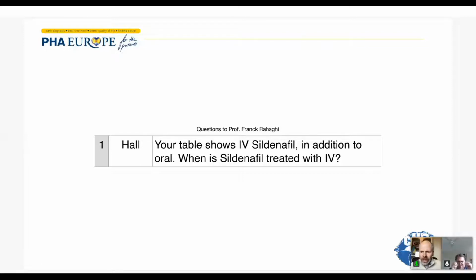Your table shows IV sildenafil in addition to oral. When is sildenafil treated with IV? It's available in the US, and sometimes it's used in patients with post-cardiac disease. So it's not really used for treatment of pulmonary hypertension, but it's available. We haven't really incorporated it into our therapy, but let's say a patient is admitted and cannot take PO medication, you could conceivably use that medication. So it's not for outpatient use, but it does exist.